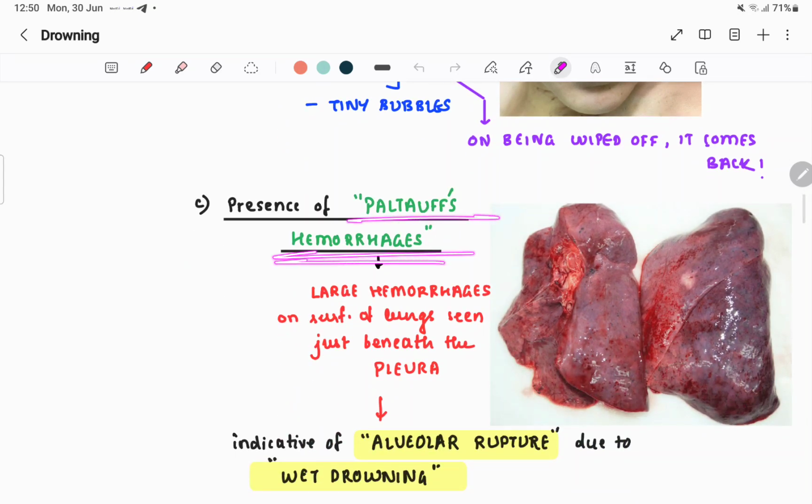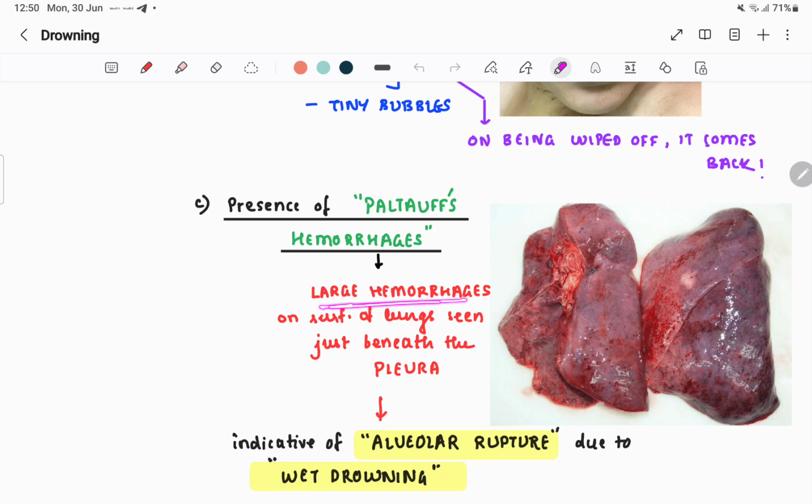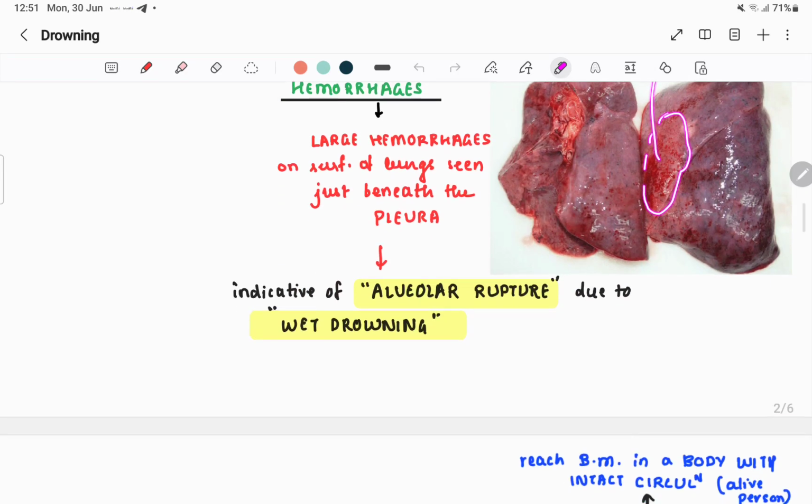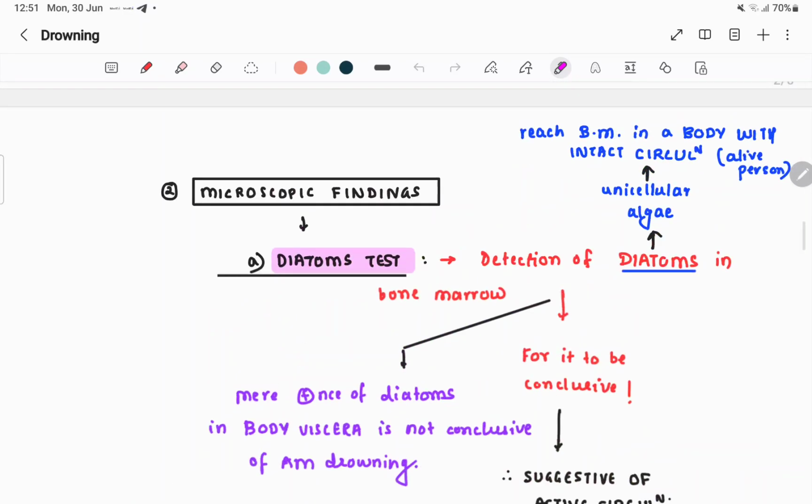Presence of Paltauf's hemorrhages. Paltauf's hemorrhages are basically large hemorrhages on the surface of the lung, seen beneath the pleura. When you dissect the pleura out, you will see large areas of hemorrhage. These are indicative of alveolar rupture due to wet drowning. This is an antemortem phenomenon.